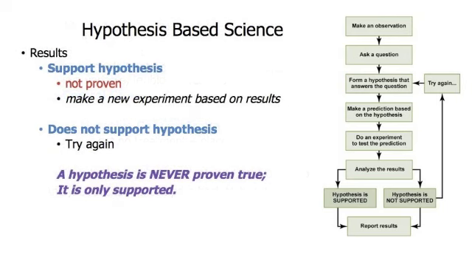So moving on to the next slide, remember the results, if they support the hypothesis, we don't prove the hypothesis in that respect. We simply make a new experiment that will be based on the results. And if the experiment does not support the hypothesis, then we go back to the drawing board and try again. And you can, once again, look at the flow diagram on the right. So remember, the key point here is that a hypothesis is never proven true. It is only supported.